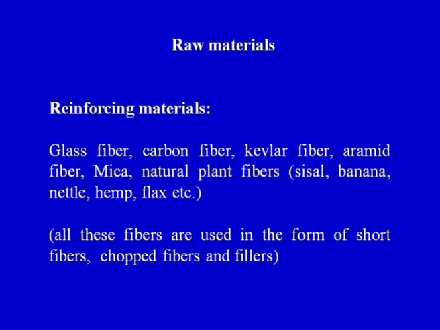So, we have seen a classification of the fibers also. We have synthetic fibers and we have natural fibers. So, we can think of incorporating both these types of fibers with the polymer in order to make a polymeric matrix composite. One important point I want to emphasize here is that Kevlar and aramid are the same type of fiber. One is the trade name of the fiber, and otherwise the two are merely the same, and all these fibers are used in the form of short fibers, chopped fibers and fillers.